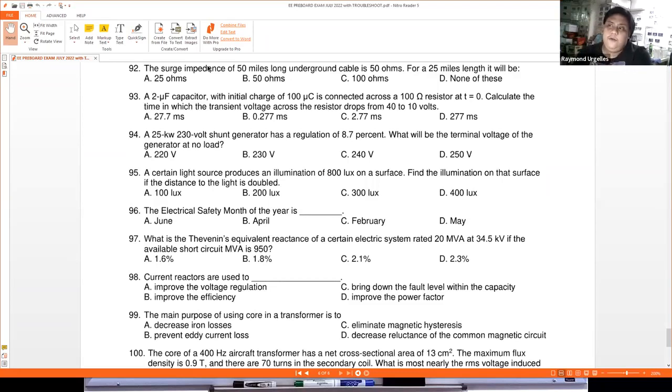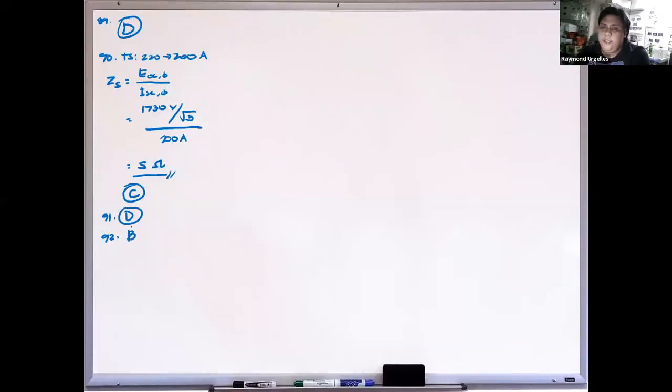So whether our length is 50 miles or 25 miles, as long as what we consider in the surge impedance is the infinitely long line seen by our line, that means the surge impedance is constant. It doesn't matter if the underground cable is 50 miles or 25 miles. The surge impedance is always 50 ohms. So our answer here is letter B. Even if we reduce or add 25 miles, an infinitely long transmission line is still infinitely long.